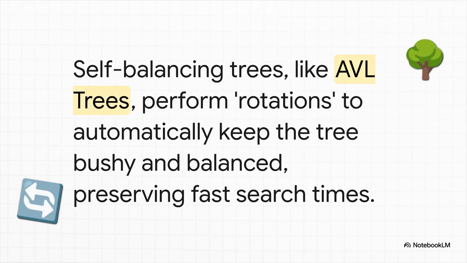Now, of course, there's a solution to this. It's a more advanced version, like a self-balancing tree. These are really clever. They automatically perform these little operations called rotations to keep themselves from getting too spindly. They stay bushy and balanced no matter what order you throw data at them, which guarantees that super fast search time we were so excited about.